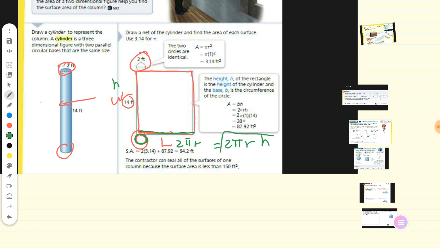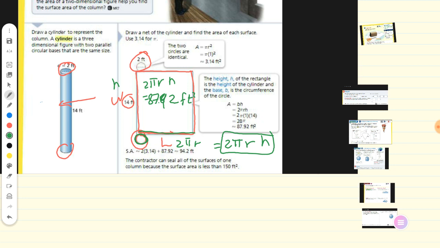Okay, this is the first step. So we calculate the first one. It will be 2 pi r h, which equals 87.92 feet square.